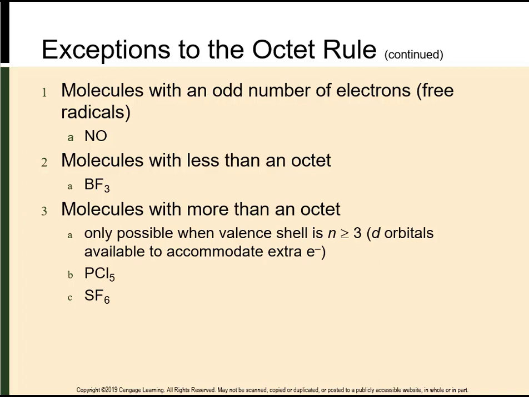So the vast majority of molecular compounds and ions obey the octet rule, but there are exceptions. These include molecules and ions that have fewer than 4 pairs of electrons on a central atom, those that have more than 4 pairs, and those that have an odd number of electrons. So let's look at some examples: for odd numbers, NO; less than an octet would be BF3; and then there's more than an octet.